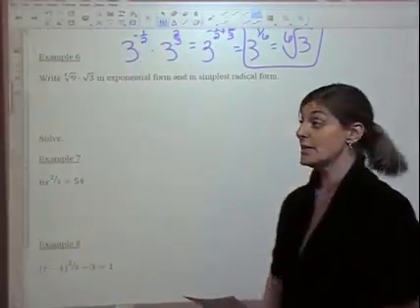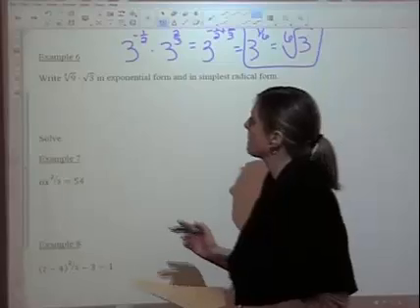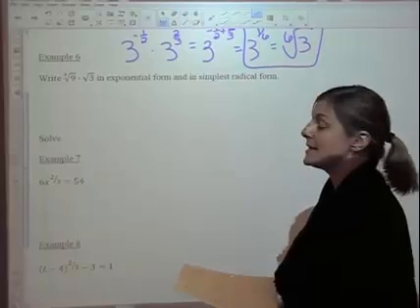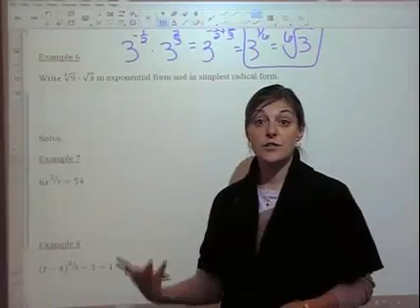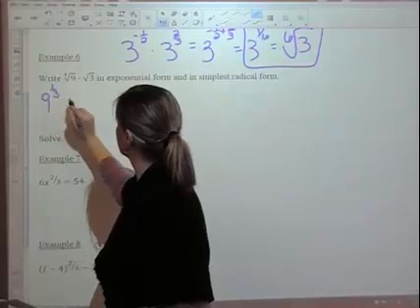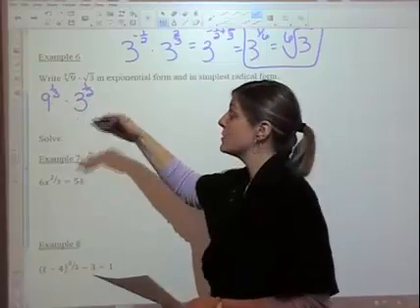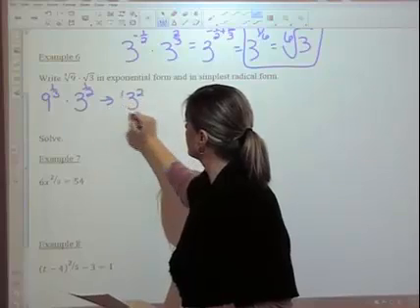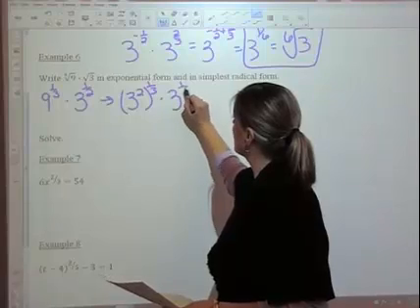Now let's take a look at example 6. Write the cube root of 9 times the square root of 3 in exponential form and in simplest radical form. All right, so first let's change these radicals into rational exponents. So we have 9 to the 1/3 times 3 to the 1/2. Well, we don't have the same base here, so let's get the same base. So that 9 becomes a 3 squared. Remember that it's still to the power of 1/3 times 3 to the 1/2.